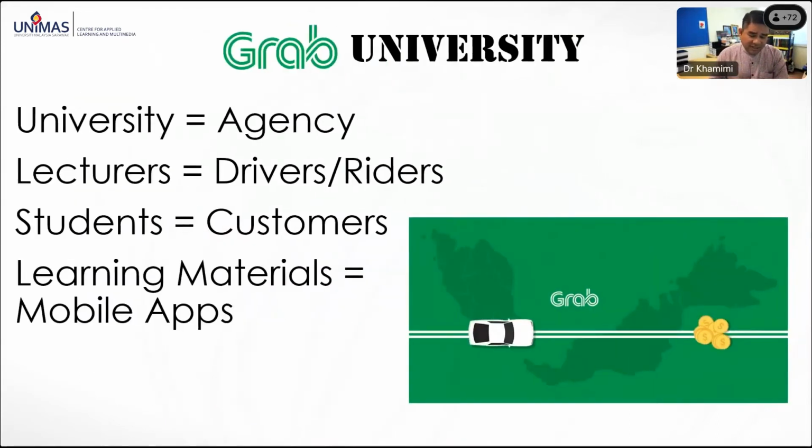But the gist of the article is that right now we are moving towards a Grab University, whereby somehow, like it or not, university will become just an agency. Macam Grab, kan? Grab has the agency, and then they have drivers and riders, and then they have customers, and then they have the mobile app as a medium, right? And you may see during COVID, university was just like an agency because nobody attended university, kan?